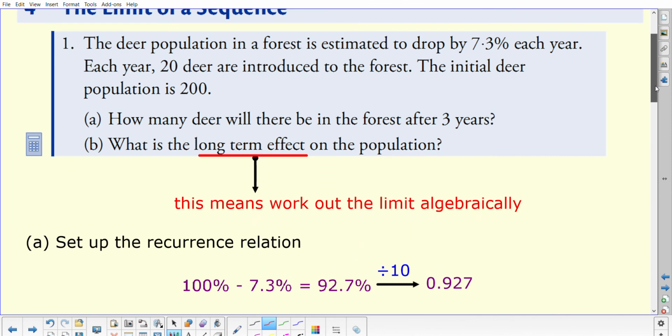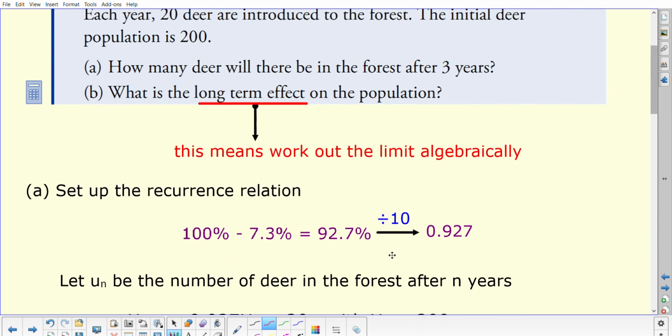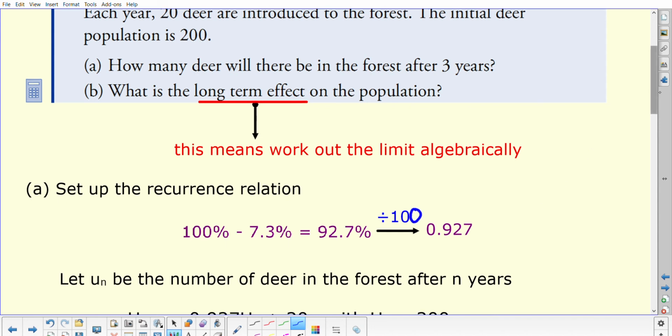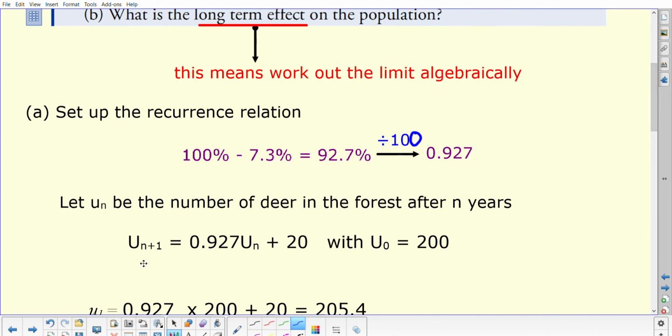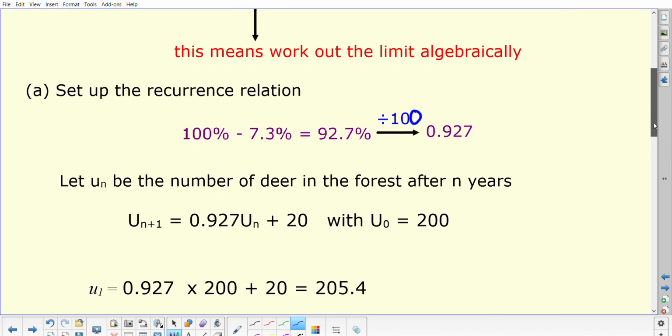So first thing you should do, set up the recurrence relation. Population is going down, so 100% minus 7.3% gets you to 92.7%. You need to change that to your multiplier, and that should of course say divide by 100, right? And we get 0.927. So there's your recurrence relation. U n plus 1 equals 0.927 U n, and then plus 20 is the amount that's been added in every year. There's the U0, so that's you set up the recurrence relation.